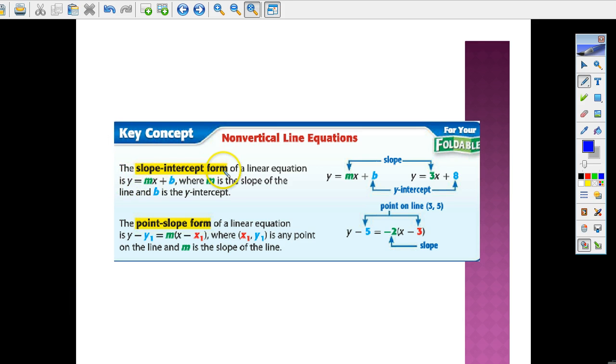You have slope-intercept form and point-slope form that we've learned before. Slope-intercept form is when you have your slope and the y-intercept, so it's represented by y equals mx plus b, where m is the slope of the line and b is the y-intercept. And then you have your point-slope form, where you have your slope m, and you have your point x1 and y1.